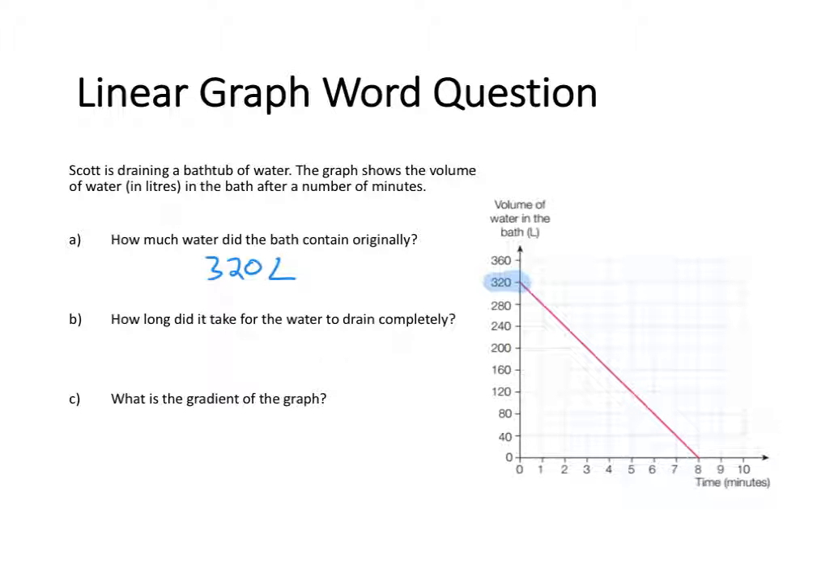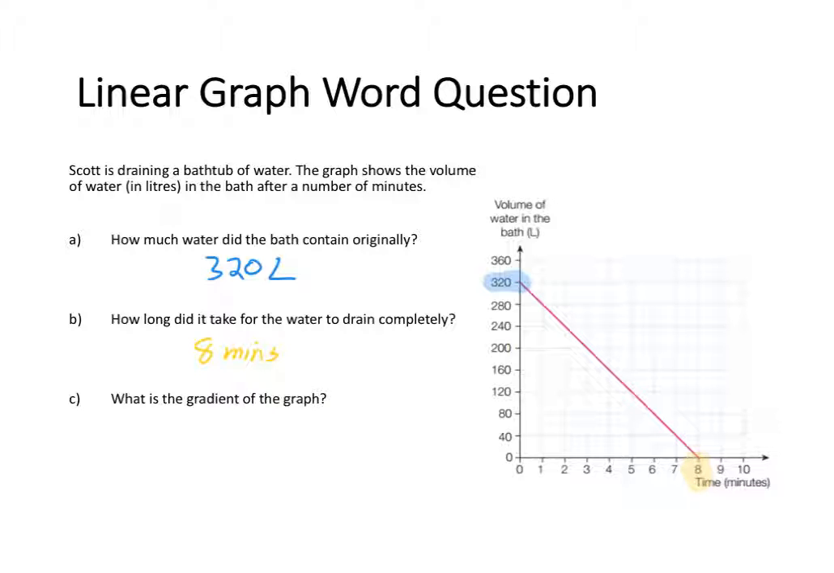The next question asks, how long did it take for the water to drain completely? Now, we use the graph again to find the value of our time in minutes when the volume of the bath is 0. And we can identify that that is going to be 8 minutes. So we know that the bath took 8 minutes to drain completely of water.